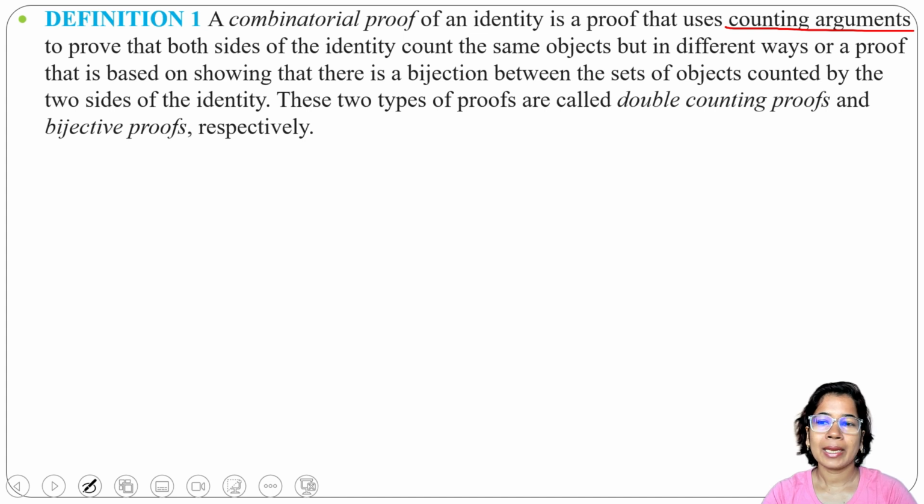Or we can say it is a proof based on showing that there is a bijection, which means it's both one-to-one and onto, between the sets of objects counted by the two sides of the identity. These two types of proof are called double counting proof or bijective proof. So a combinatorial proof is a proof of an identity that counts both sides' objects in different ways, and if they are equal, it's a combinatorial proof. Let's go back to combination examples.